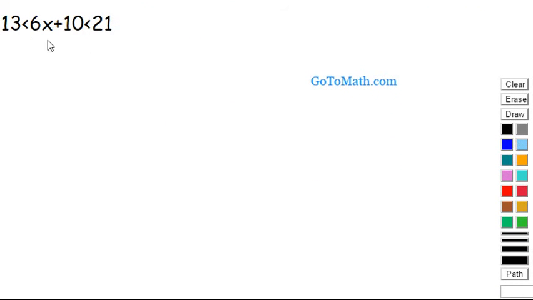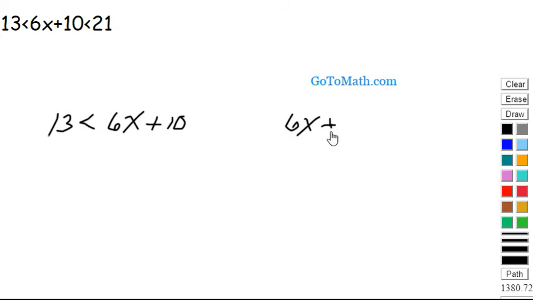So really what we've got is two separate problems here. We've got 13, go ahead and write this one out, is less than 6x plus 10. So we've got this one here, and then we've got 6x plus 10 is less than 21. We've got two separate problems going on here.